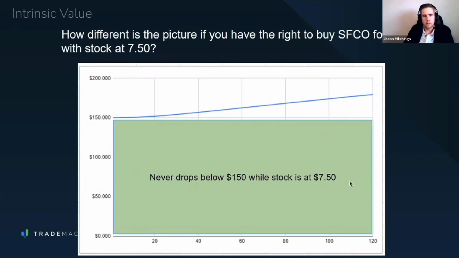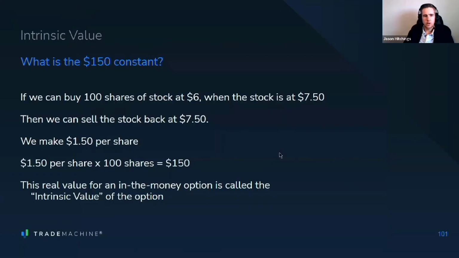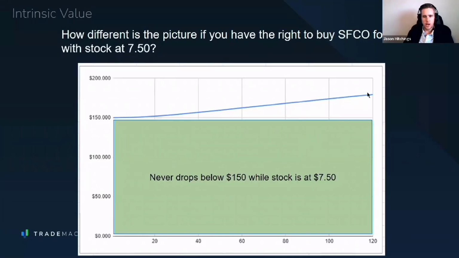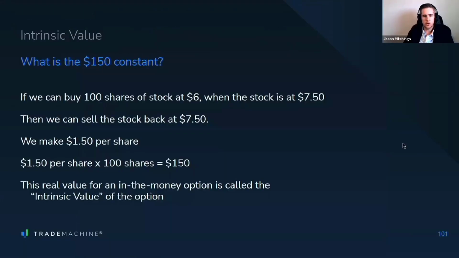That 150 is what we were just talking about. It's the constant real value, the intrinsic value in the option. And that value won't go away as long as the stock's at that price. So in a lot of ways, it seems like this option isn't as expensive to own, or it doesn't decrease in value as much. And that's true. The total value of the option has a lot of inherent intrinsic value to start with, and so the total value of the option isn't dropping as much.